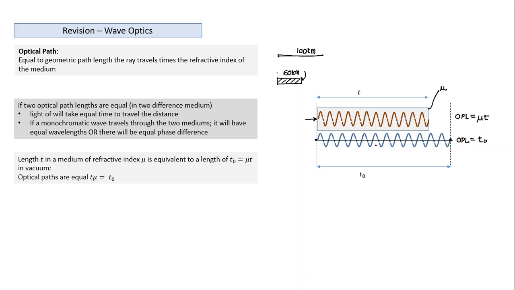We can easily check this. If the wavelength in vacuum is lambda, in the medium the wavelength will become lambda by mu. If the ray of light travels in vacuum with speed c naught, in the medium the speed will become c naught by mu. If optical path lengths are equal, we can easily verify that the light ray will take the same time to travel the distance t in this medium as it would take to travel the distance t naught, which is mu times t, in vacuum, and the number of wavelengths also will be the same. So if light travels from A to B in vacuum, there is some phase difference produced.